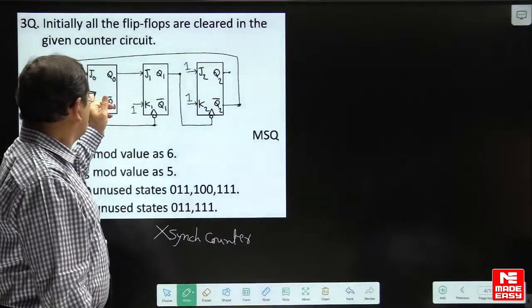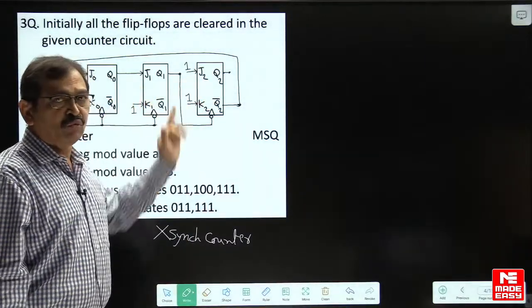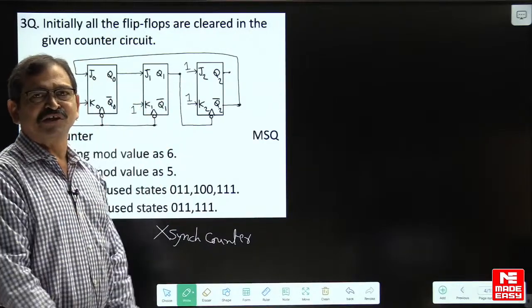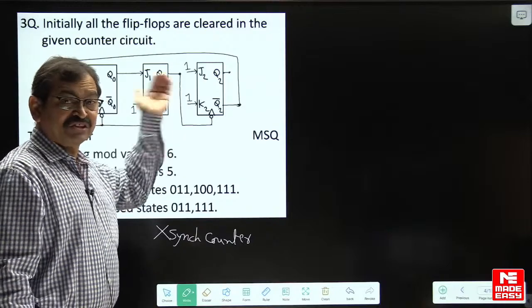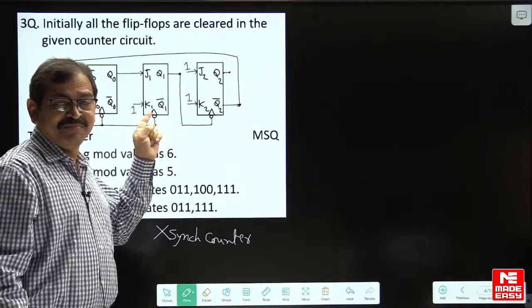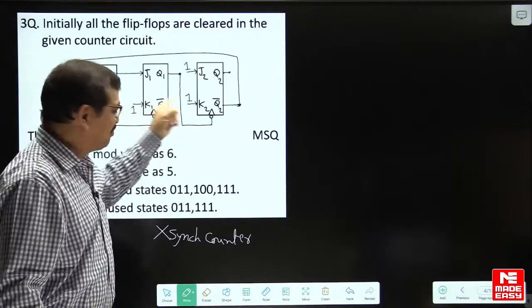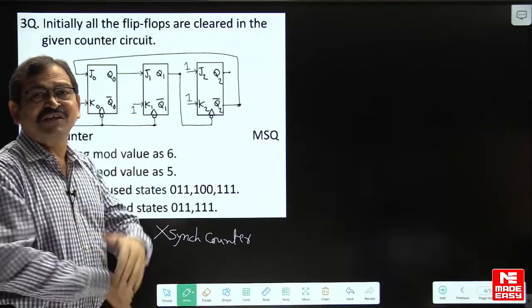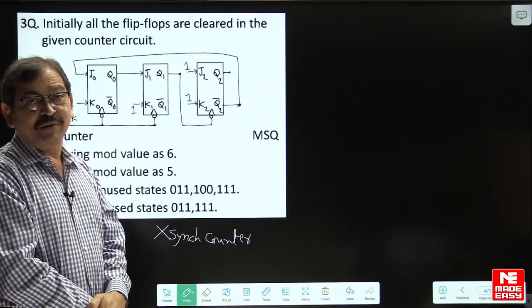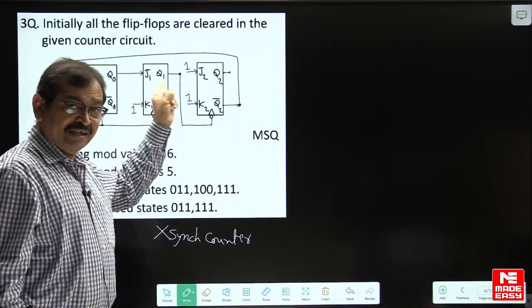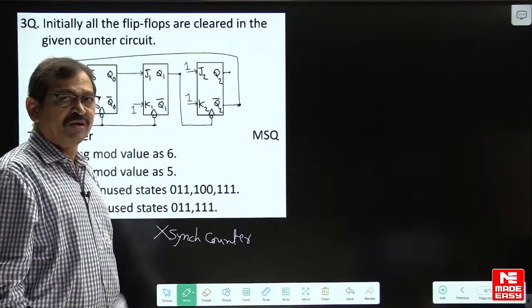It may be coming, of course, to flip-flop 0 and flip-flop 1. If you look at flip-flop 2, external clock is not coming to flip-flop 2, so it is not a synchronous counter. It is an asynchronous counter. But at the same time, as a medium students, you know, it is not a ripple counter. We already discussed in the class, every asynchronous counter may not be a ripple counter, but every ripple counter is an asynchronous counter. It is an asynchronous counter, it is not a ripple counter.